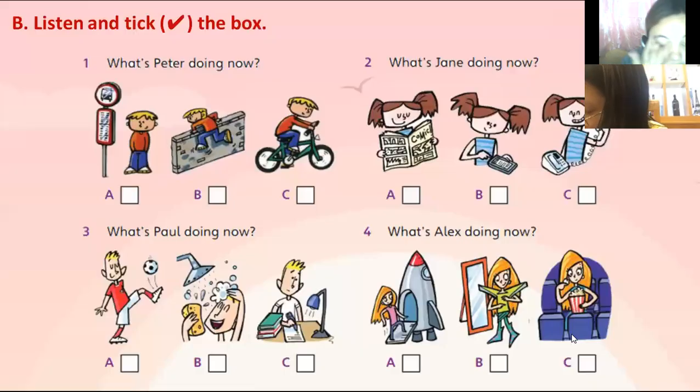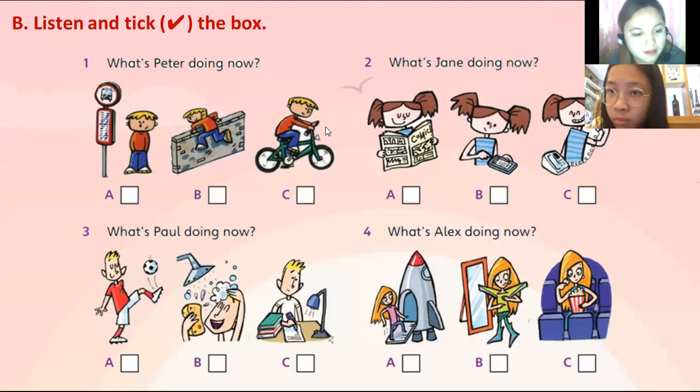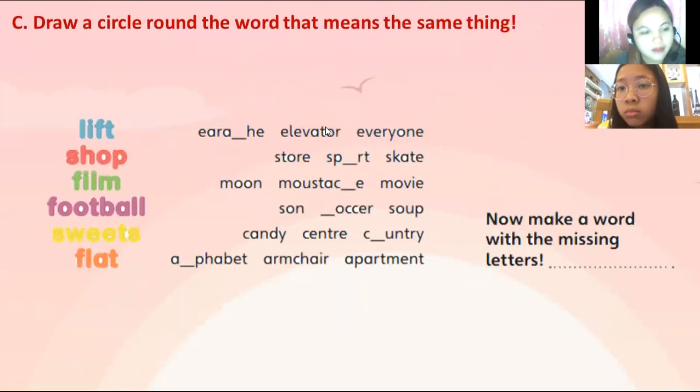Okay, so let's have this activity. So number one, I will read the questions, Laura, and you will choose your answer, okay? So let's start with number one. What is Peter doing now, based on the picture? Yeah, wait. You cannot answer this one because it says here that you have to listen. But we don't have any audio file here. So let's skip to activity letter C.